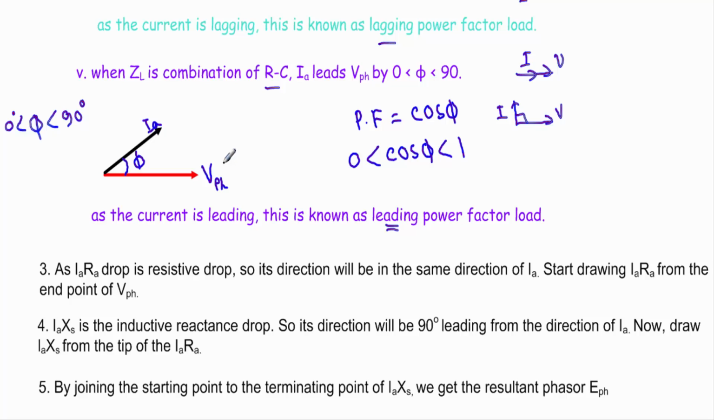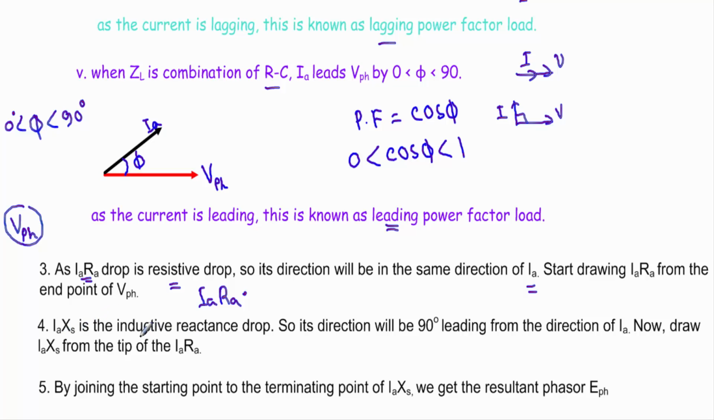Now we are done with our VPH. According to the type of load, I will draw the VPH. After drawing VPH, from the terminating point of VPH, I will start drawing our IA RA drop. See, IA RA, this voltage drop, is a resistive drop. Therefore its direction will be in the same direction as IA, and we have to start our drawing from the end point of VPH. Let's say we are done with our drawing of IA RA in the direction of IA. Therefore, from the end point of IA RA, I will start drawing our IA XS drop.